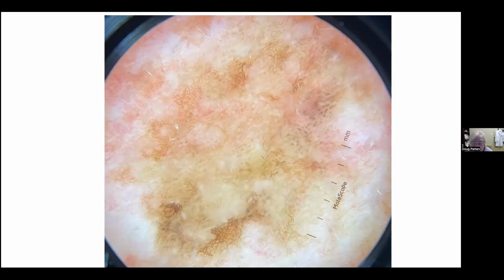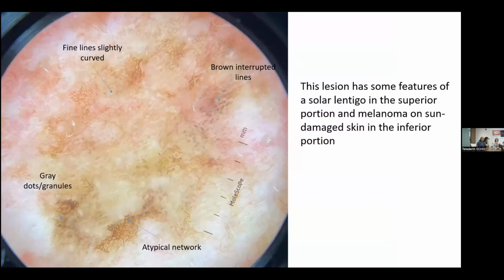Okay, Dr. Jabo, you want to continue? Thank you. As Dr. Buchanan said, you can see gray dot granules and also atypical networking. On the upper left side, you see fine lines, slightly curved, and on the upper right side, brown interrupted lines. Those two, the fine lines slightly curved and the brown interrupted lines, are features of solar lentigo. But on the lower side, the gray dot granules and the atypical network are features of melanoma.